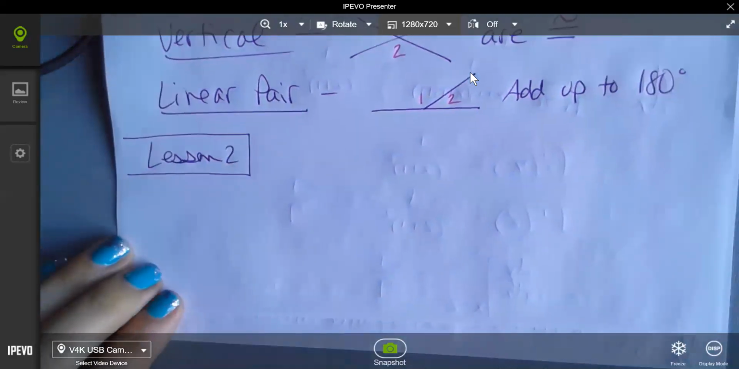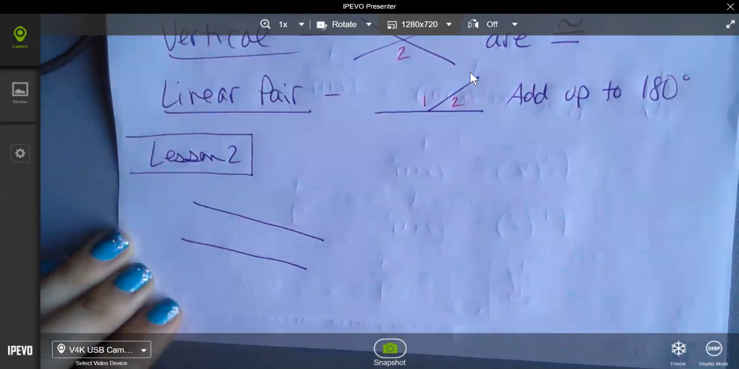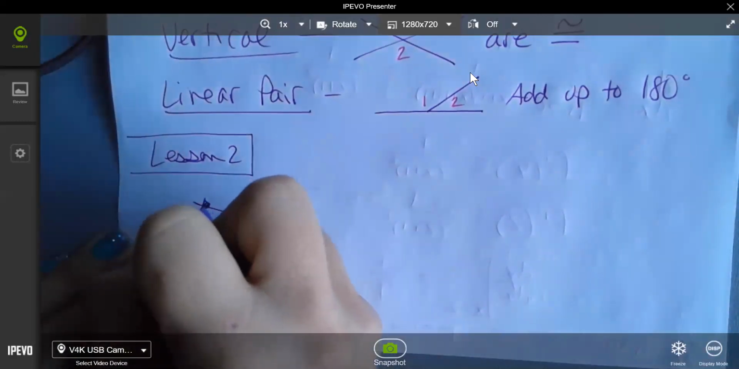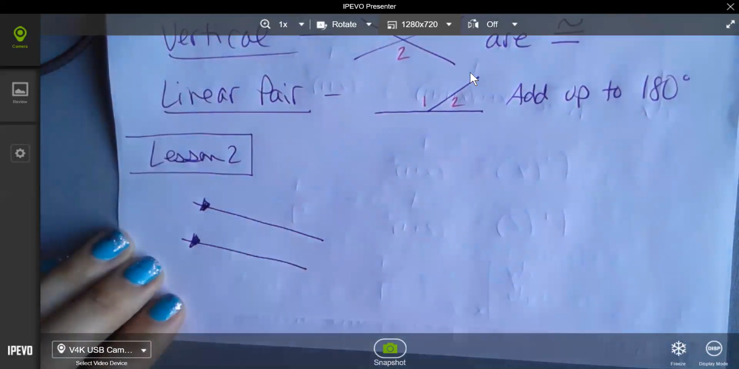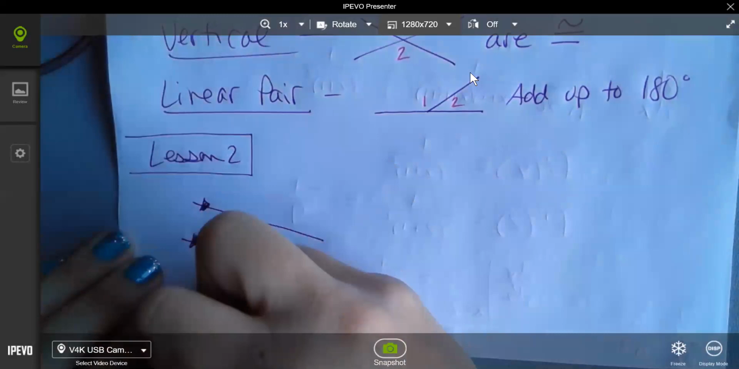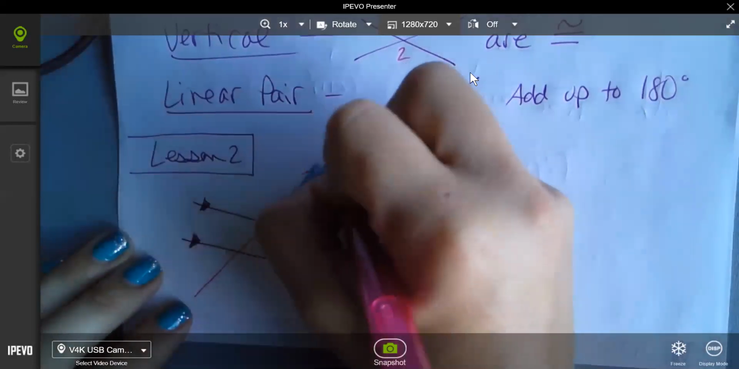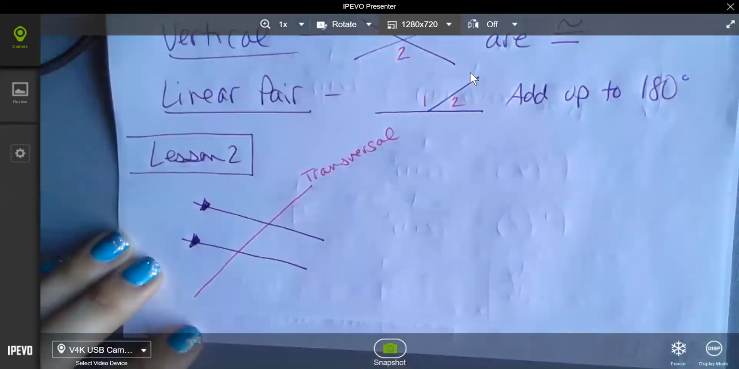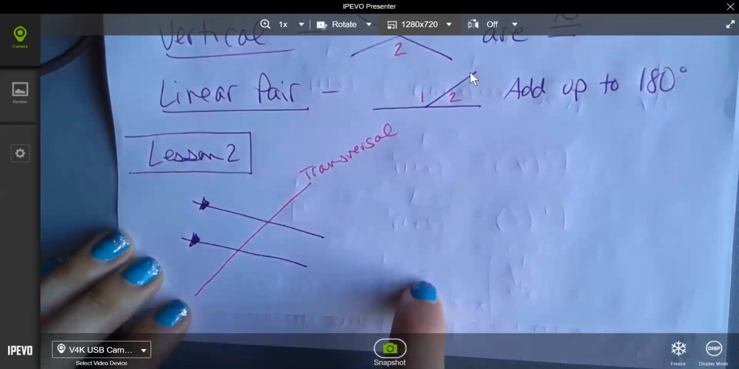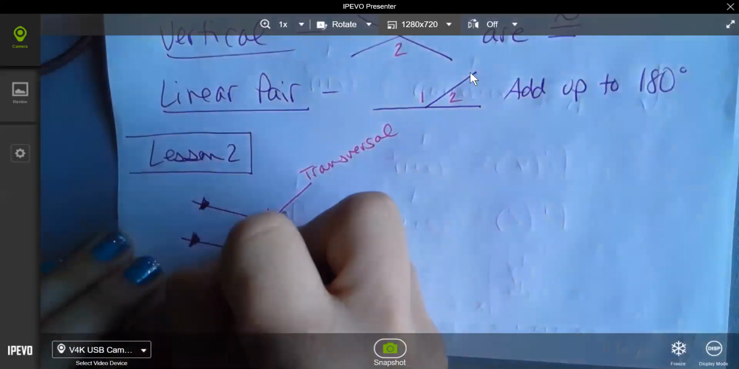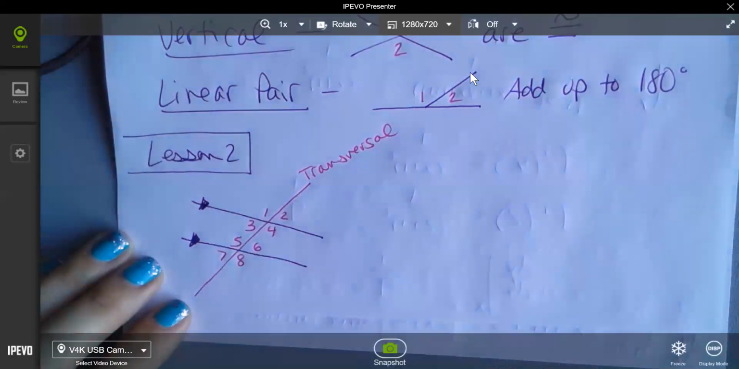Lesson number 2, we learned about parallel lines. So here's a pair of parallel lines. How do I know? Because I'm going to put those little triangles on them. That's how I know that they are parallel to one another. And then we've got this guy that's called the transversal. And when a transversal cuts parallel lines, it creates a bunch of angle pairings. So let's call these angles 1, 2, 3, 4, 5, 6, 7, and 8.